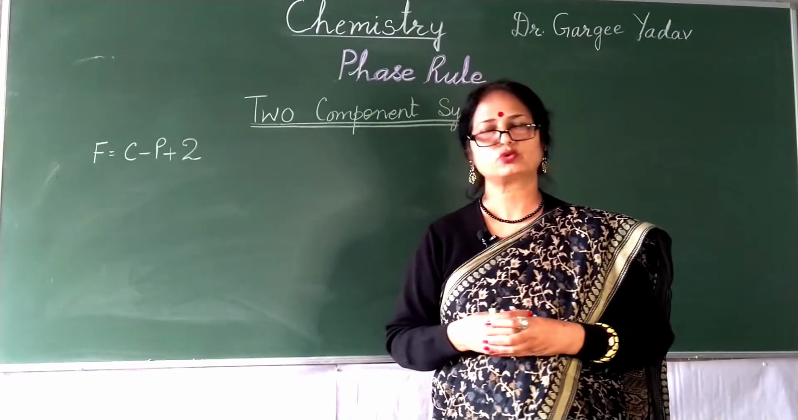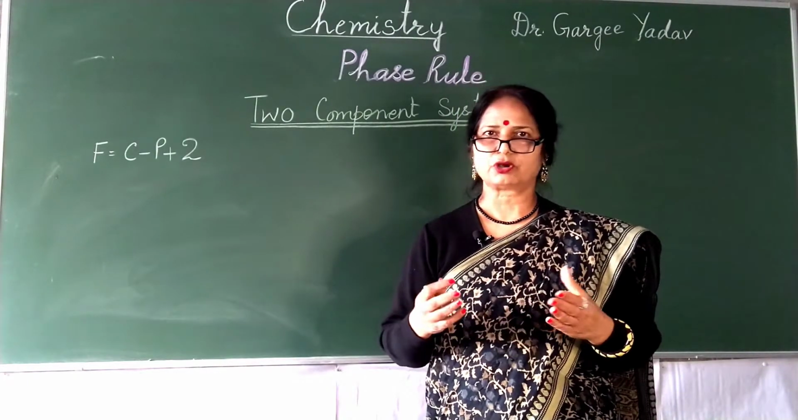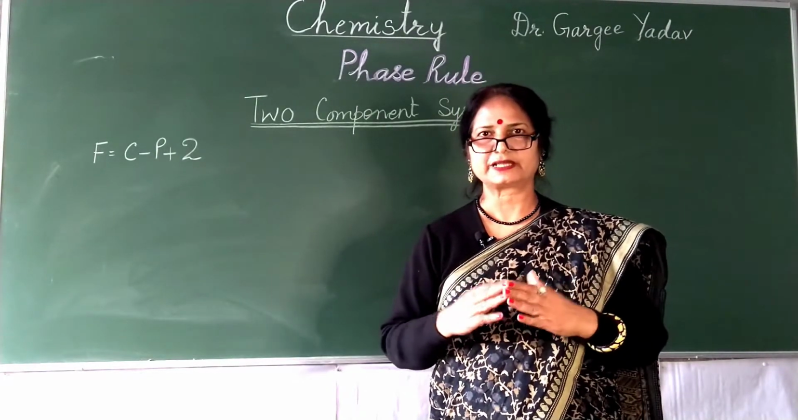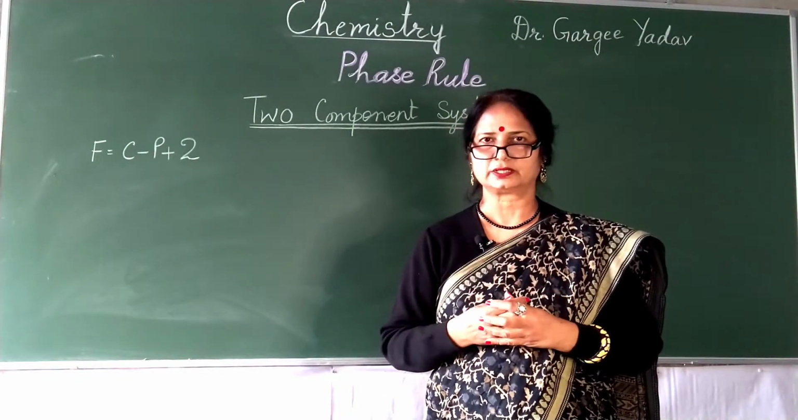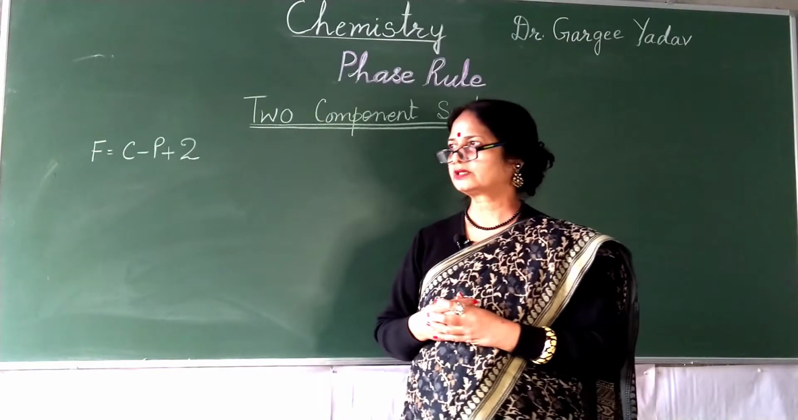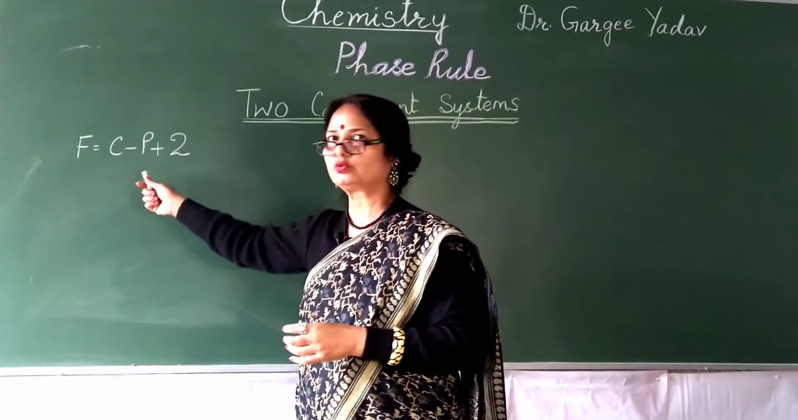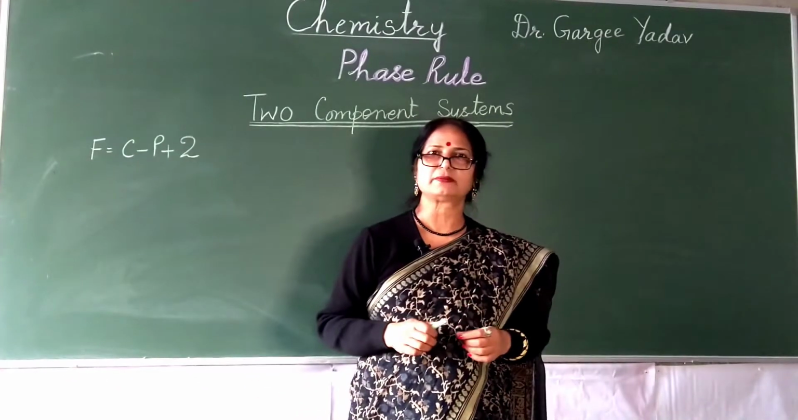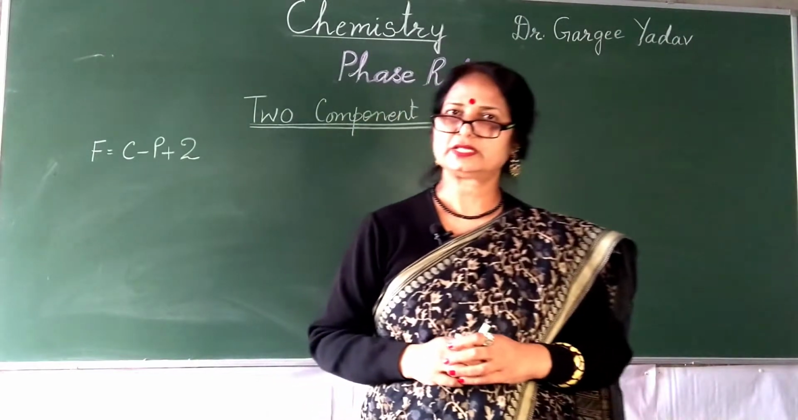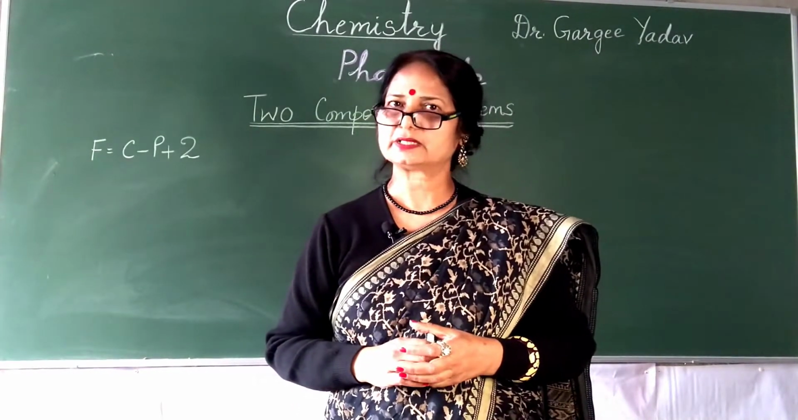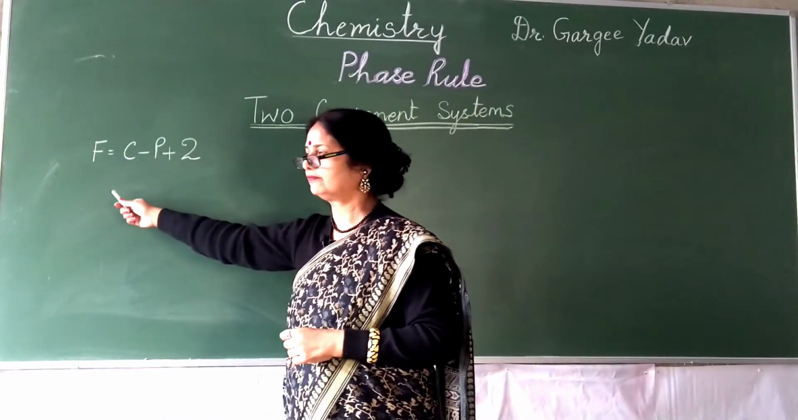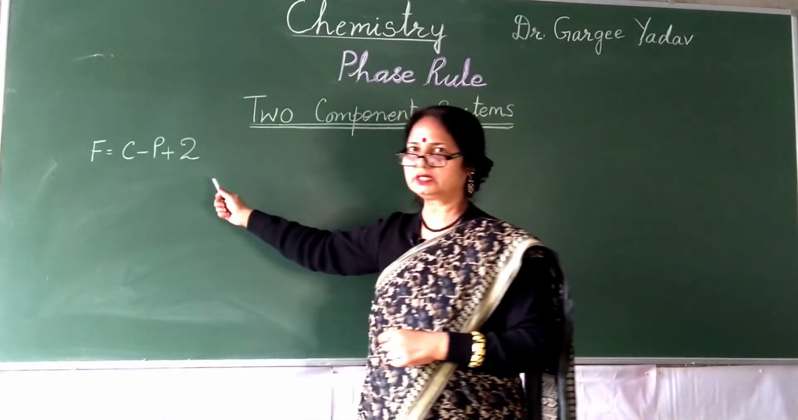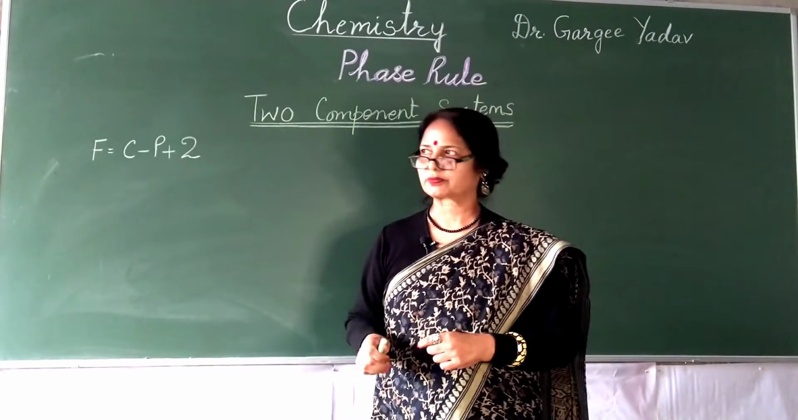As we can infer from the definition only, the two component systems will consist of two components, which means each phase will have at least two components in that system. As we all know, the Gibbs phase rule is given by F is equal to C minus P plus 2, where C is the number of components and P is the number of phases. So the degree of freedom F can be calculated from this Gibbs phase rule equation.